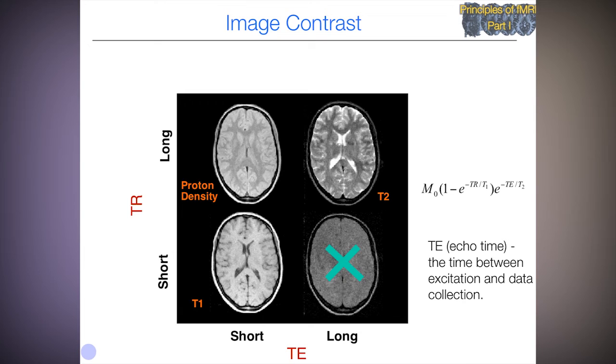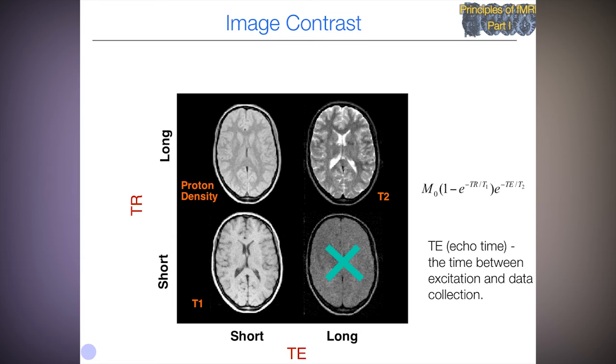So for example, if we choose a long TR and a short TE, the exponential terms here are going to be approximately equal to 1, and this signal is going to be approximately proportional to M0. So we're going to get the proton density image that we see here. If we instead have a long TR and a long TE, then we have what's called a T2 weighted image. So this second exponential term dominates, and the first exponential term doesn't play a role. So then we're measuring M0 weighted by the T2 value.